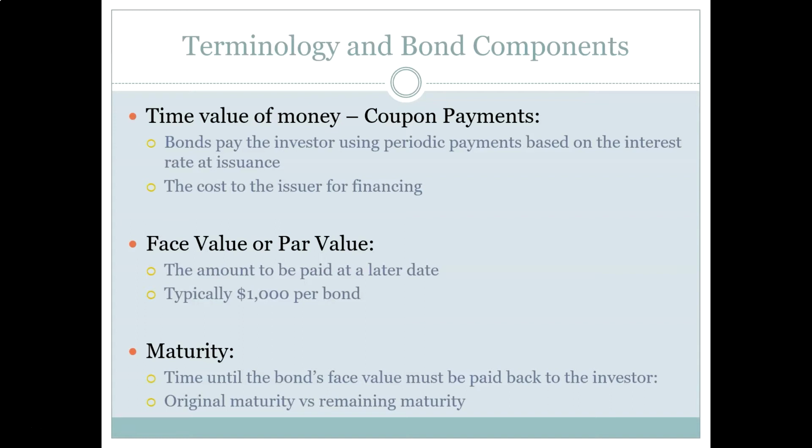The interest payments will be made separately. So the face value in this class is always going to be 1,000. Okay, so you can just write that down. The face value will always be $1,000.